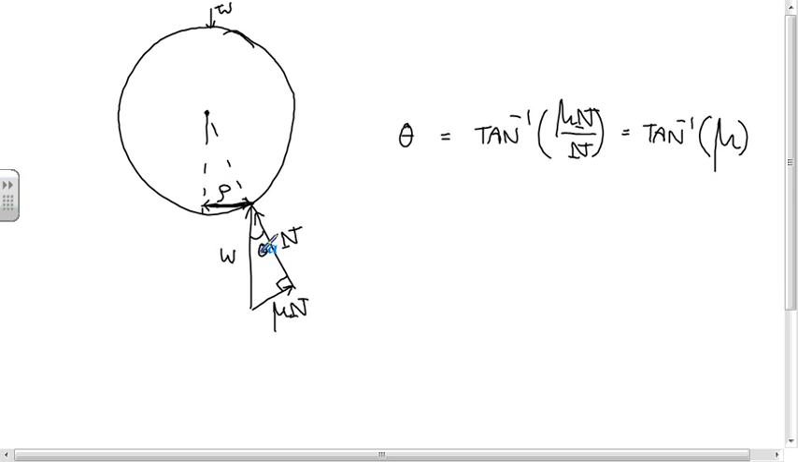Now notice that this theta is the same as this angle. And this leg of this triangle is equal to, or the hypotenuse of this triangle then, now these are perpendicular, the hypotenuse is equal to r.